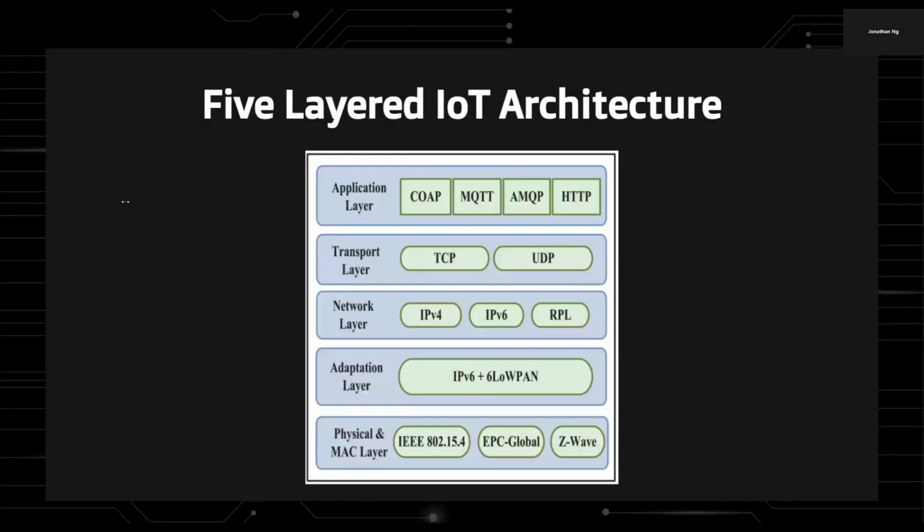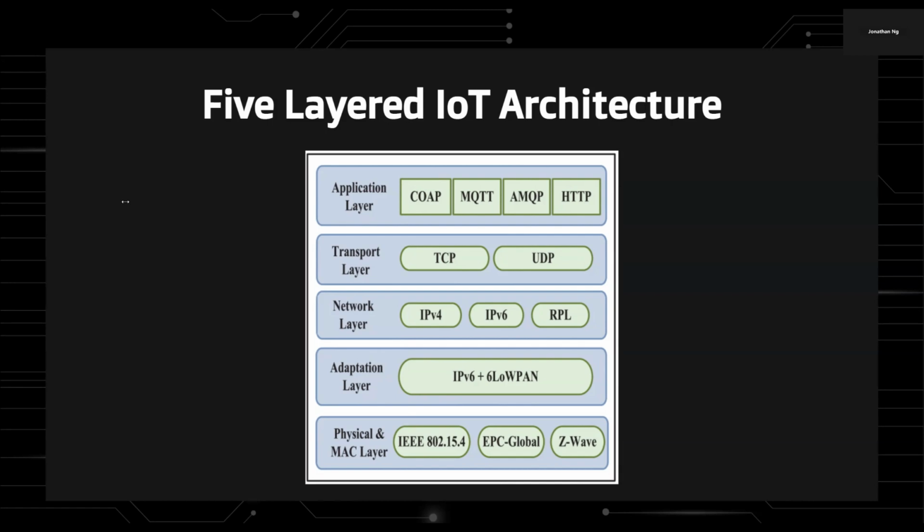For IoT devices, normally they will have 4 layers: the physical layer, the network layer, the transport layer, and finally, the application layer. However, for agricultural applications, a 5-layer architecture for IoT devices is used, and an additional adaptation layer is introduced to enhance data transmission over low power networks. Let me briefly go through how each layer works.